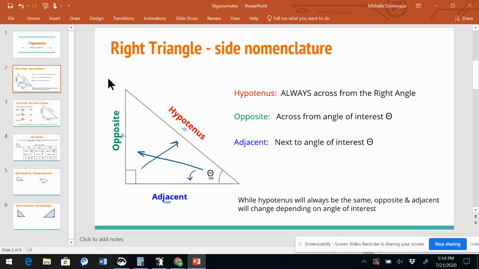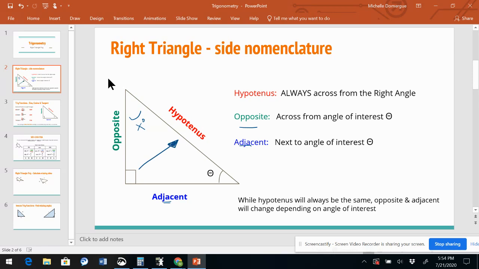If you change the angle that you're using, your acute angle, your nomenclature for both opposite and adjacent are going to change. So for example, let's say we're looking at this angle and we're interested in angle X. The hypotenuse will not change. That will always be referred to as hypotenuse. That's always the side across from 90 degrees.